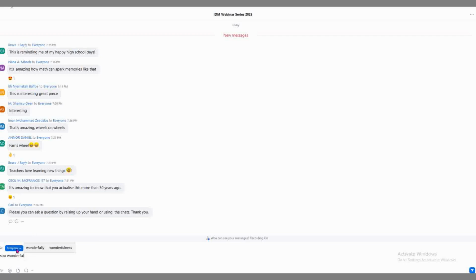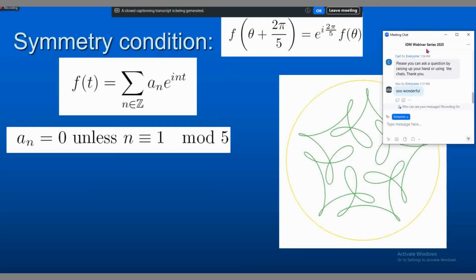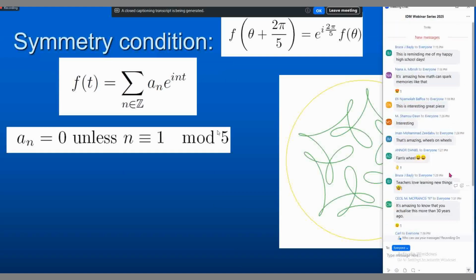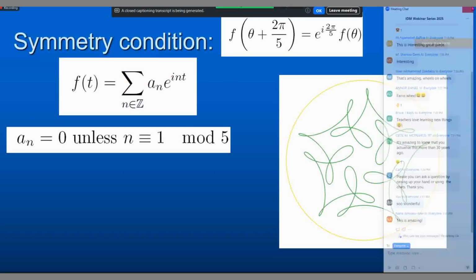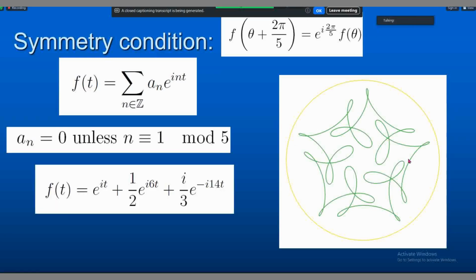So the symmetry condition is, if you want to make any ingredients whatsoever, you don't have to use 3, you can use however many you wish, and you pick those a sub n's to be 0 unless n is one more than a multiple of 5. That's what this expression means, n congruent to 1 mod 5. It means you can write the number as a multiple of 5 plus 1, the way 6 is 5 plus 1, the way minus 14 is negative 15 plus 1. That's why this curve has the symmetry it does. It's because I left out all the ingredients except the magical ones that create five-fold rotational symmetry.